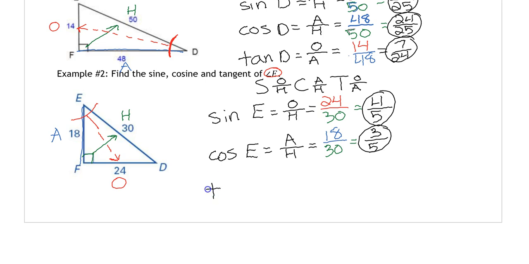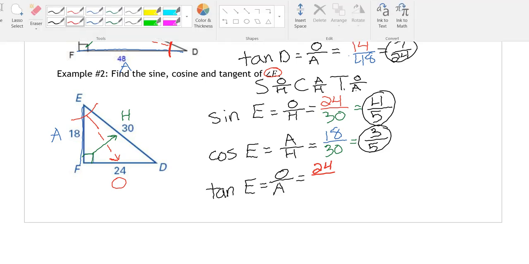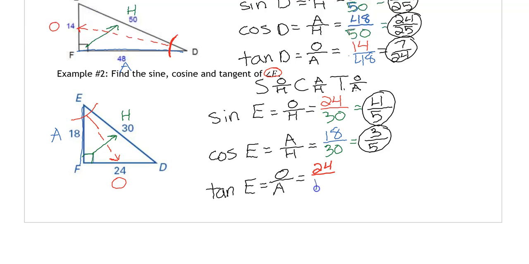And finally, tangent. Tangent is opposite over adjacent, which equals my opposite side, 24, over my adjacent side, 18. When I reduce that fraction, we get 4 over 3. All right, and that is it for our B2. Go ahead, work on that activity.